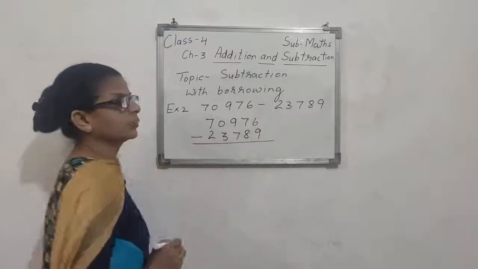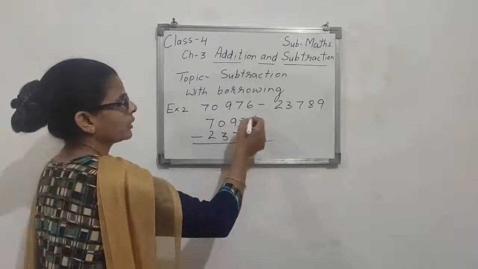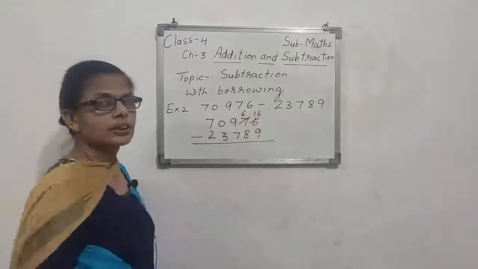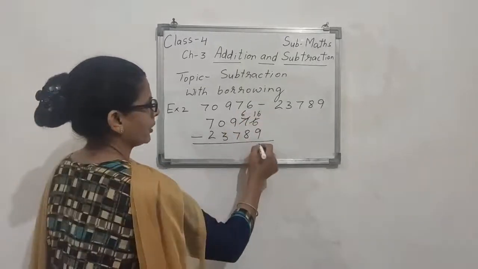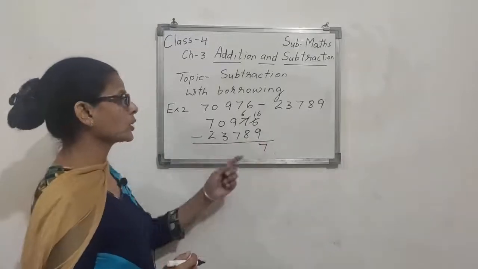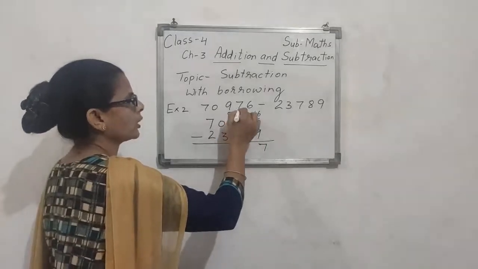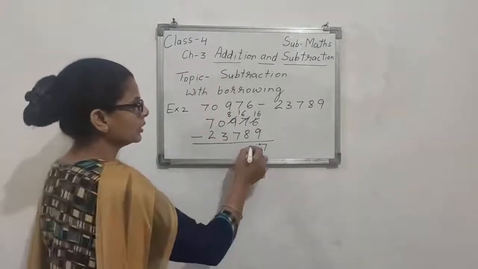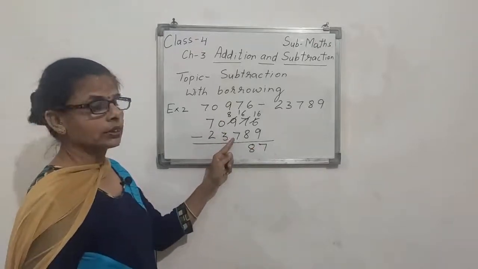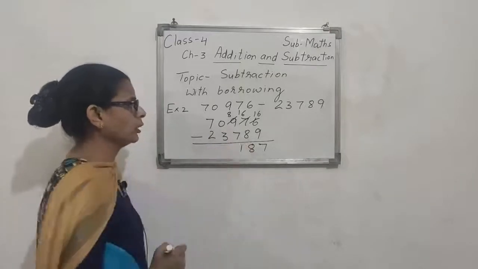Subtract it. 9 is bigger. You cannot subtract from 6. Borrow from tens place. This will become 6. This will become 16. 16 minus 9 is 7. Now, can you subtract 8 from 6? No, because 8 is bigger. Borrow from 100 place. This will become 8 and this will become 16. 16 minus 8 is 8. Can you subtract 7 from 8? Yes, because 7 is smaller, 8 is bigger. 8 minus 7 is 1.